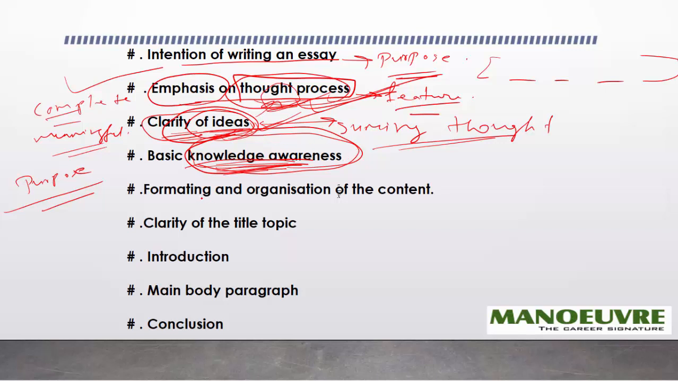Then, after your awareness, after your clarity of ideas, after your clarity of thought process, what we come down to is formatting and organizing of the content. Here, what we mean by formatting and organizing the content is that when you format whatever thought process you have developed, whatever ideas you have come up with, and whatever knowledge you have understood, you formulate it, you organize it in such a good manner that your essay looks consistent and meaningful, like we discussed. It should have meaning and clarity, and that will come only when you organize and format your ideas in a systematic manner.